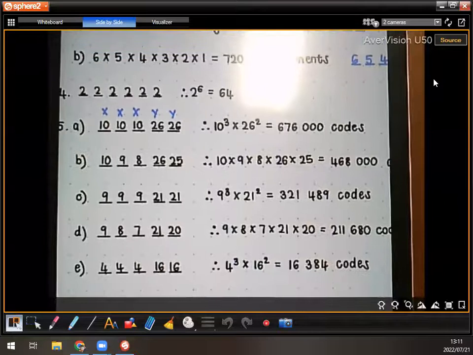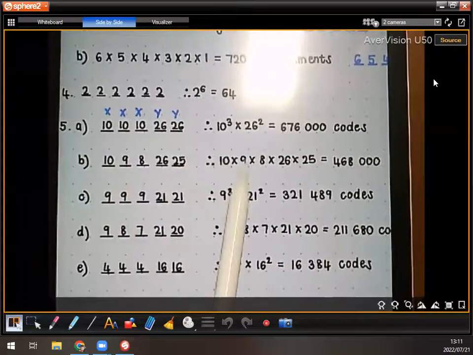Then for C, they're saying we must now exclude 0 from the digits. So now it's only from 1 to 9, and you have to exclude all the vowels. Excluding 0, how many digits do I have left? 9. They say you could repeat, so it's 9, 9, 9. You could repeat the letters as well. There's 5 vowels, so that hasn't changed. So 26 minus those 5 gives 21.